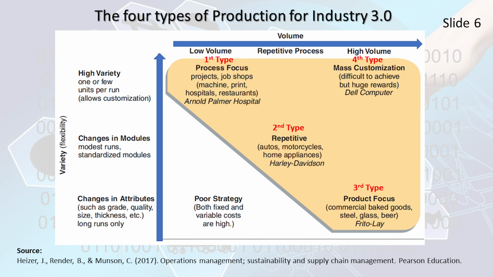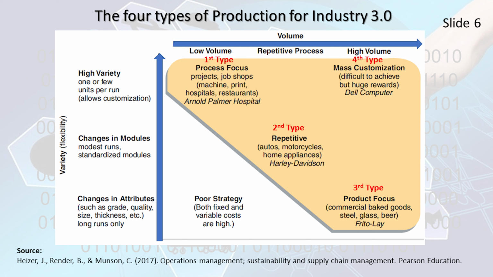Slide 6 is a very important slide. Please let us take a deep look at this figure and examine it very carefully. There are 4 types of production for Industry 3. The first type of production is process-focused production. The second type of production is repetitive production. The third type of production is product-focused production. The fourth type of production is mass customization production.